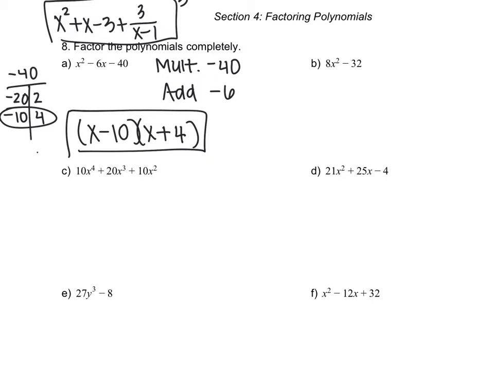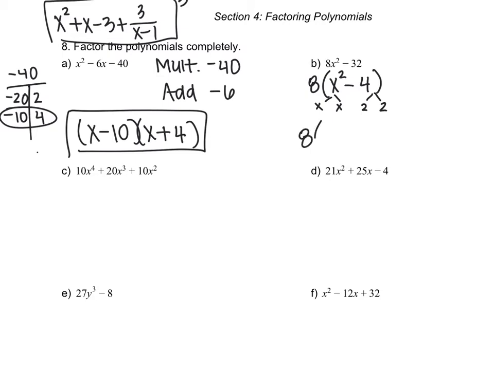Next, we have 8x squared minus 32. So typically, anytime you have a squared variable minus, I tell you to look for difference of squares. But 8 and 32 are not perfect squares. So next, I look for a GCF, so something that goes into 8 and 32. And 8 actually goes into both of those. So I'm going to factor out my GCF of 8, and that leaves me with x squared minus 4. So now x squared and 4 are perfect squares.